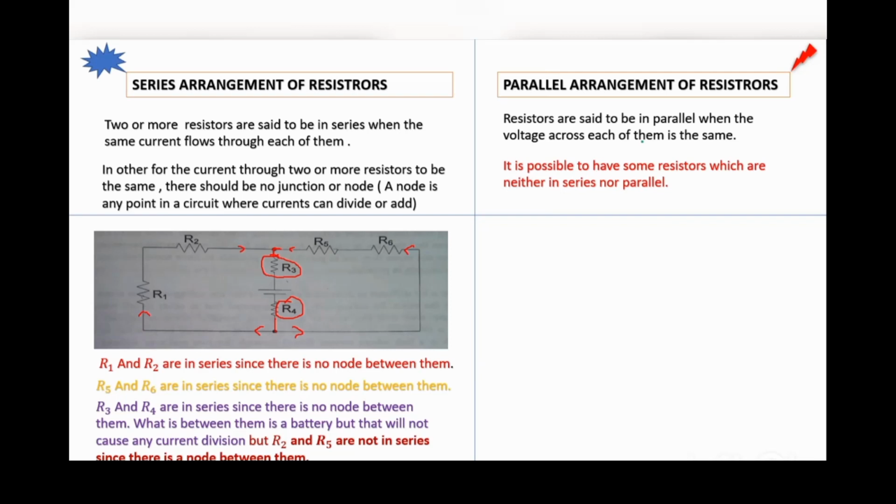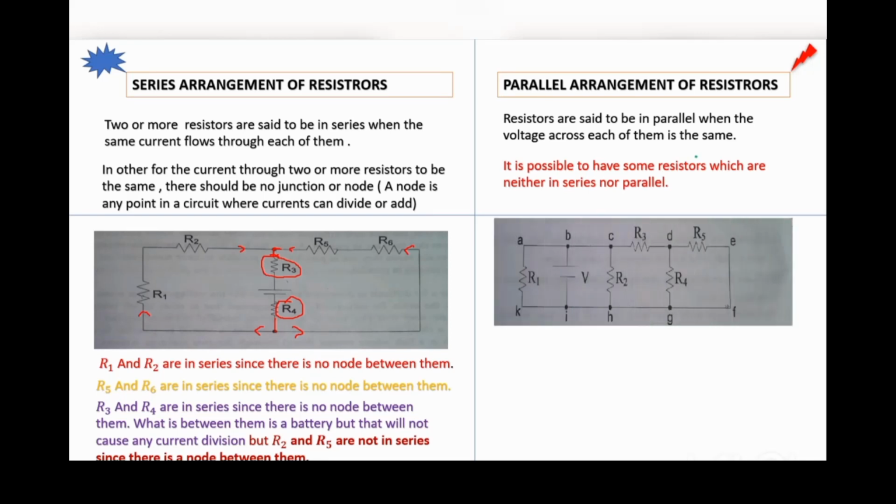So let's see something. What you need to know about the parallel arrangement of resistors is that they have the same voltage, but they have different current in them. Are you getting it? So let's take this example.